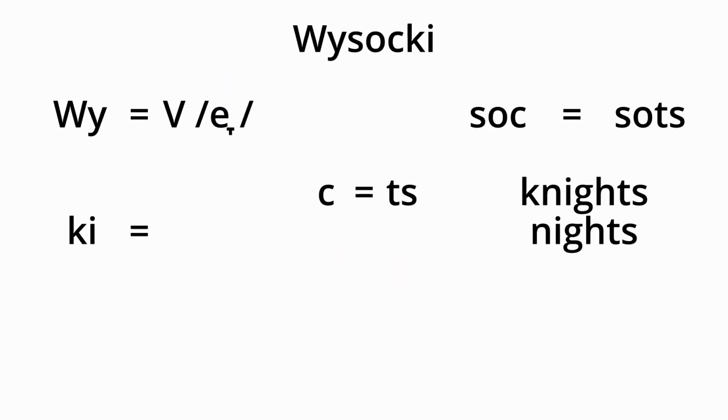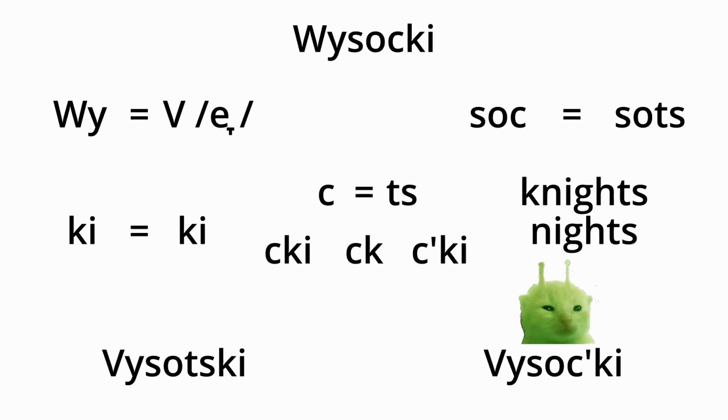Ki stays as ki, but there is something interesting to note here. Tzki ending in Polish has all letters pronounced, but in English, C and K are gathered into one sound, becoming a digraph. To stop that from happening, we can write that down like this. So it's either this or this, and it is pronounced Vysoc'ki. You can probably understand now why I didn't know it was a Polish name when hearing it from Americans.